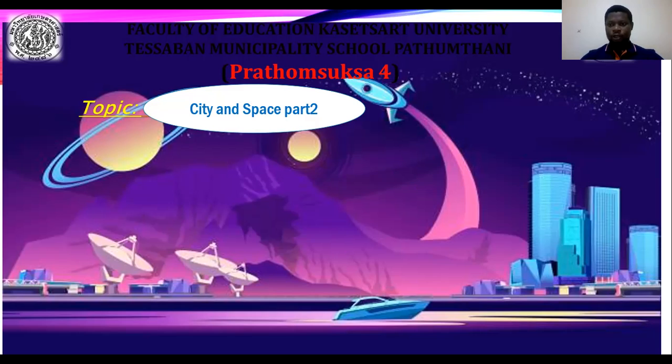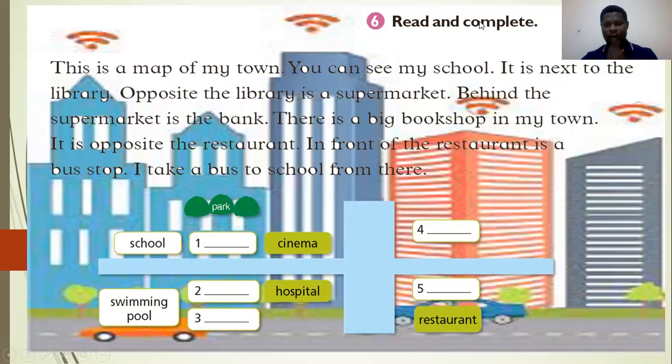Okay, so here we are going to read and complete this activity. This activity describes the position of places in a city. We are going to read and then fill in the blanks. So let's read together. Here we go. Listen and repeat after me, please.